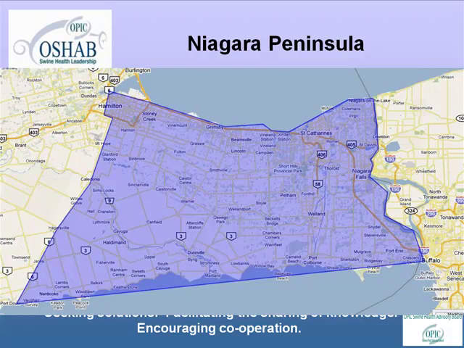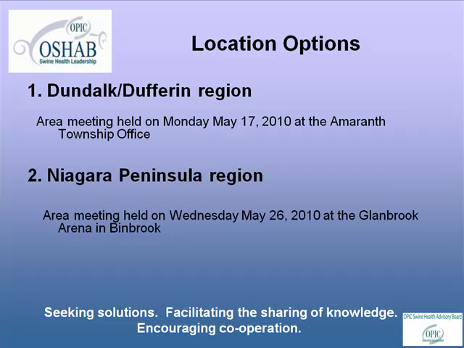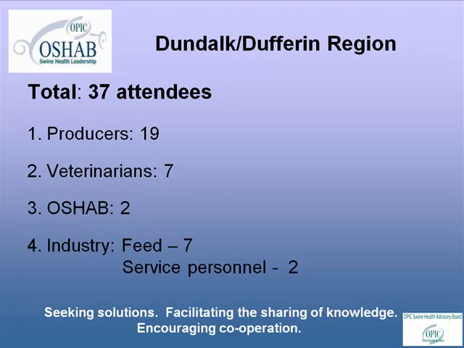This represents approximately 1,400 square miles, so it's a large area. So what we've done so far is we've held 2 regions in trying to determine which would be the best region to select. We had a meeting in the Dufferin-Dunlop area on May the 17th, and then another meeting was held on May the 26th in the Niagara Peninsula. And so from the first region, we had a total of 37 attendees.